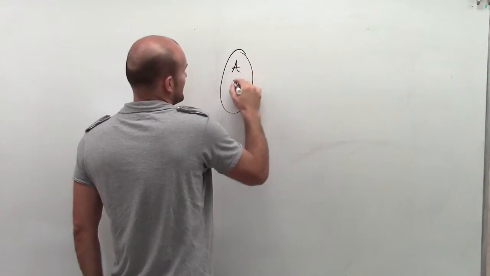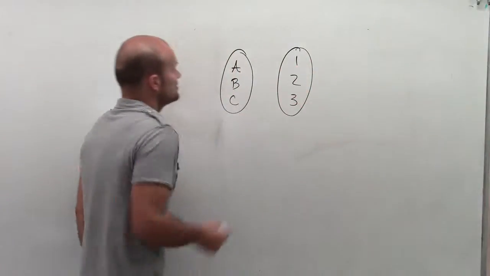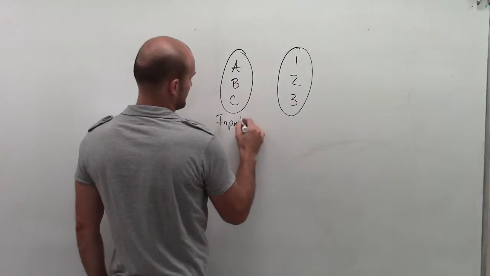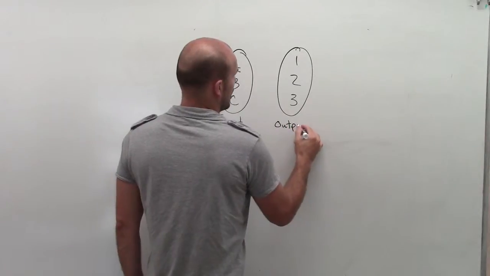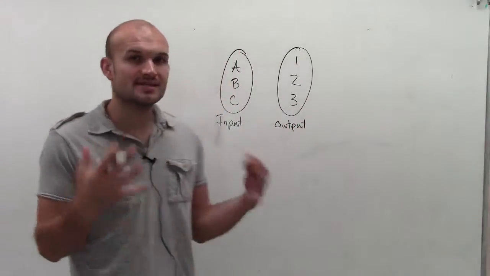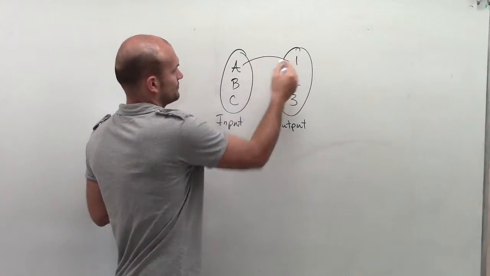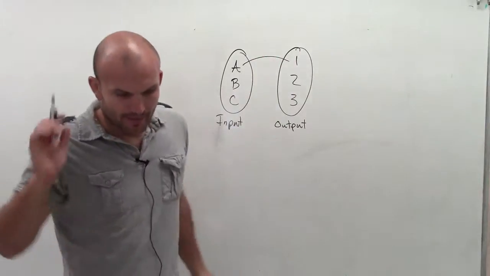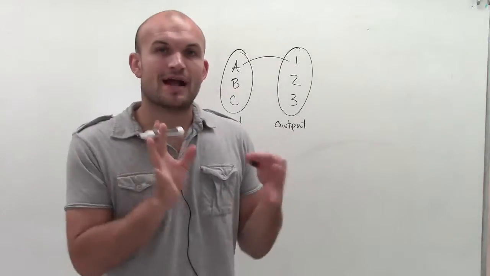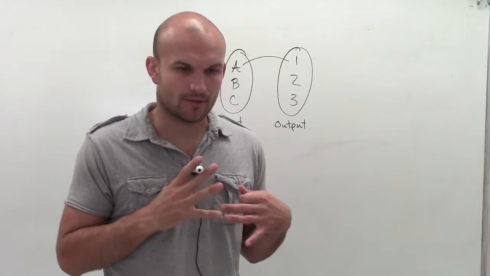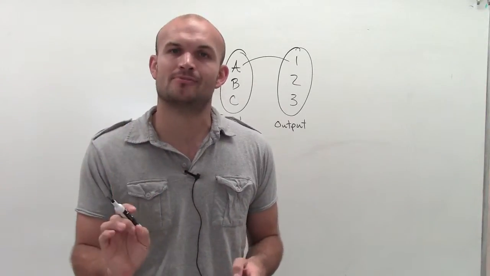All right, let's just look at this relation here. A, B, C, 1, 2, 3. So the elements in my input are A, B, C, and the elements in my output are 1, 2, 3. Now, this is a relationship, but for this to be a function, it has to follow this set of rules. Every element in my domain has to correspond to exactly one element in my range.